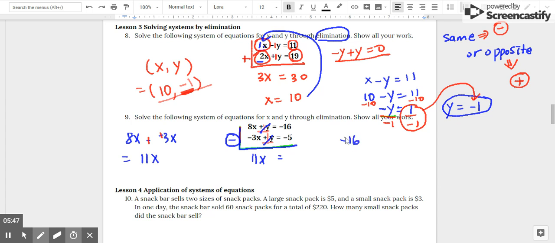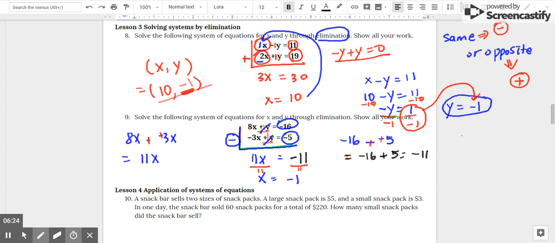and negative 16 minus negative 5. Be careful, negative 16 minus negative 5. So you do keep change also. So let's do negative 16 plus 5. You can use a number line for this question. So negative 16, you're losing 16 points and you earn 5 points. So now you're losing only 11 points. Negative 11, and x is equal to, you divide by 11, you divide by 11. So the answer is going to be negative 1.